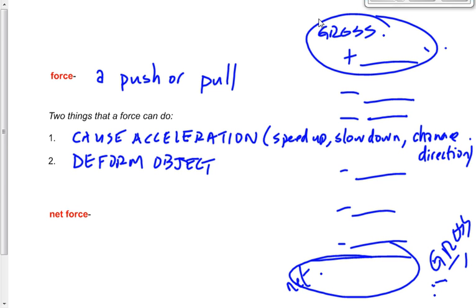The net force is the total force after you've added all of the forces together. If you have a force to the right of 10 newtons, a force to the right of 5 newtons, the net force is 15. If you have a force to the right of 10 and a force to the left of 5, then the net force is 5.